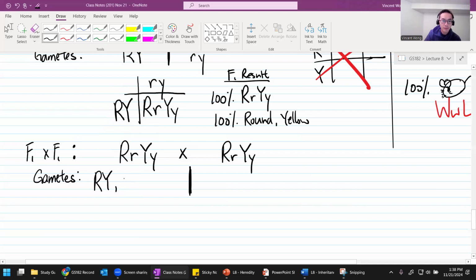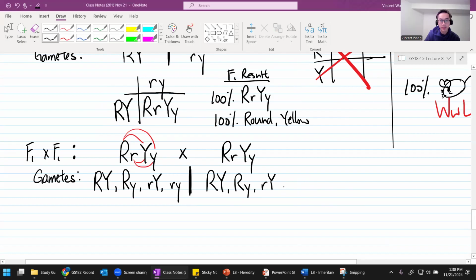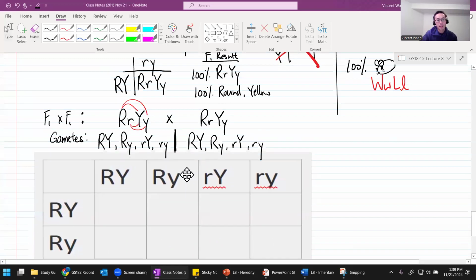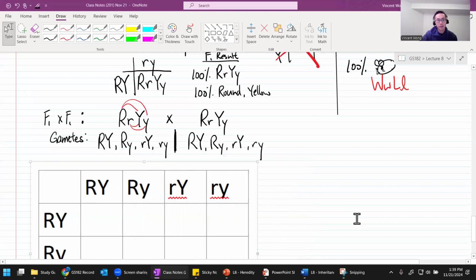So I hope you have these gametes. Right? Big R, big Y; big R, small y; small r, big Y; small r, small y. And it's the same for the other parent. So how big is the Punnett square going to be? Well, it will be 4 by 4, which is 16 squares. So here it is. I already prepared one.